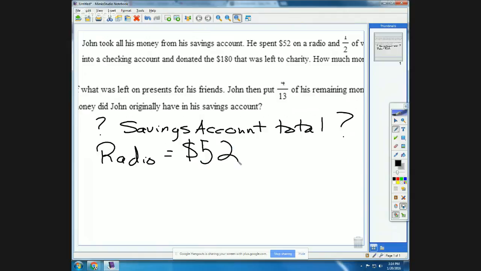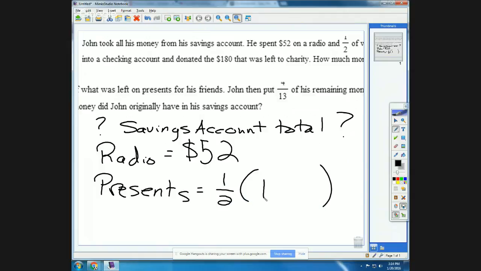Okay, what else? We have half of what was left to spend on his friends. Well, half of what was left would imply we knew what he had originally. So guess what we need here? A variable. Okay, so T is going to be total. Well, what's left for presents? I have to find half of what's left. Well, what's left would be the total minus 52.